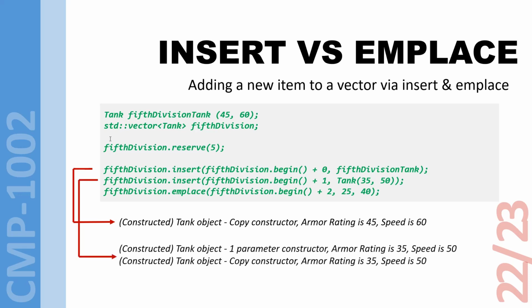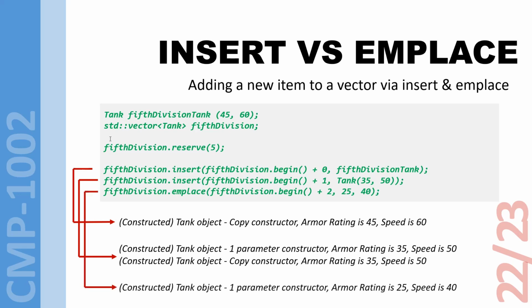In the second line, the insert with the tank 35, 50, is going to work as we have already discussed. It's going to create it somewhere, then copy it to the vector, and then call the destructor for the temporary object. But emplace is going to work as we have talked about again. It's going to directly create the object within the vector. Sorry about the one-parameter constructor notation here. It should be saying 2.